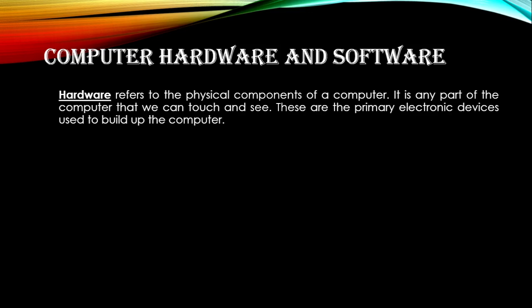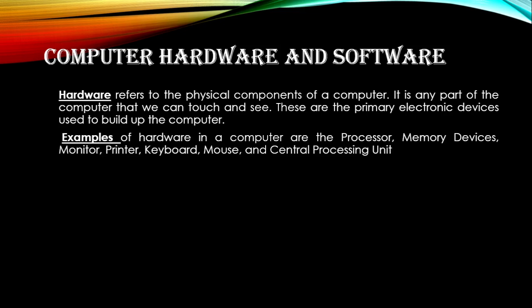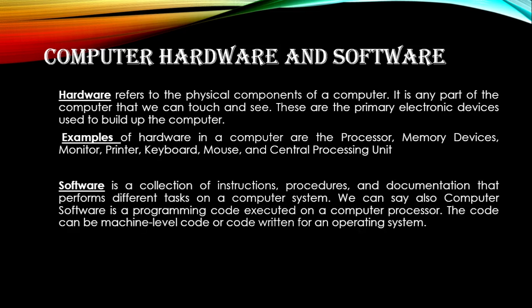Hardware refers to the physical components of a computer. It is any part of the computer that we can touch and see. These are the primary electronic devices used to build up the computer. Examples of hardware in a computer are the processor, memory devices, monitor, printer, keyboard, mouse, and the central processing unit.